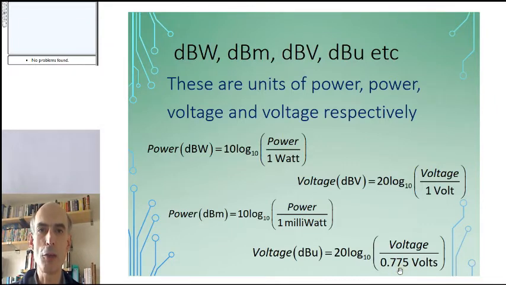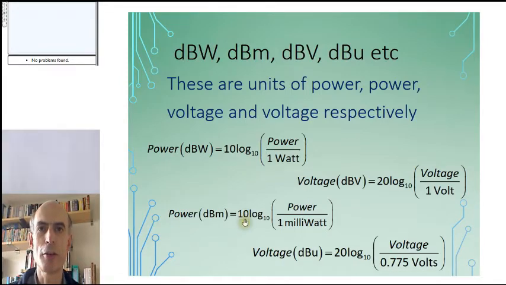Why 0.775 volts, you might wonder? Well, there is a good reason, and the reason is that 0.775 volts corresponds to 1 milliwatt being dissipated across a 600 ohm resistor, and 600 ohms is a standard impedance in a lot of audio engineering situations. And it's audio engineers that tend to use the unit dBu.